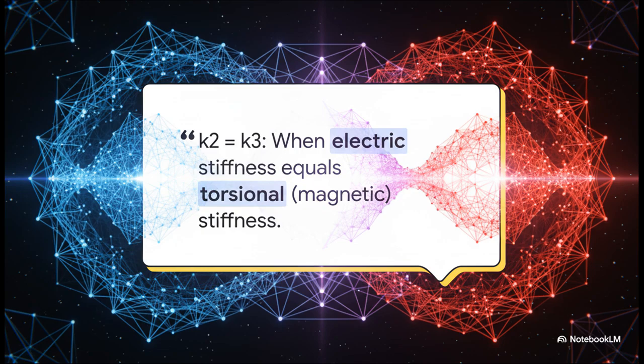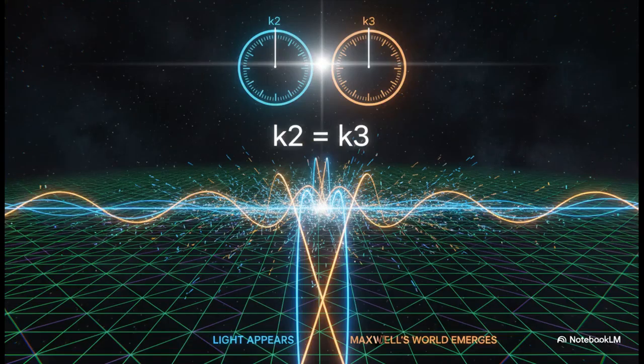This basically means the stiffness of the electric vibration is perfectly balanced with the stiffness of the magnetic one. Imagine a material that resists stretching and twisting in exactly the same way. When spacetime hits this perfect balance, something truly incredible emerges. Right at that precise point of balance, the lattice suddenly supports a whole new kind of collective excitation, a massless wave that travels without dispersing. In other words, what pops into existence is a wave that behaves exactly like light. And just like that, Maxwell's world appears.